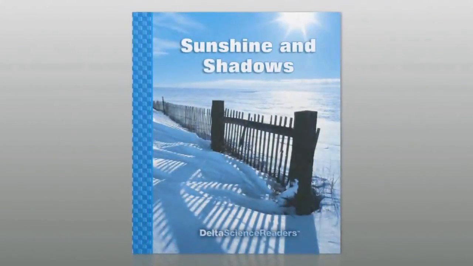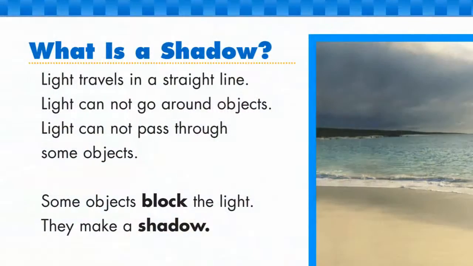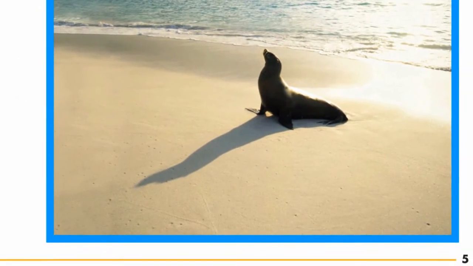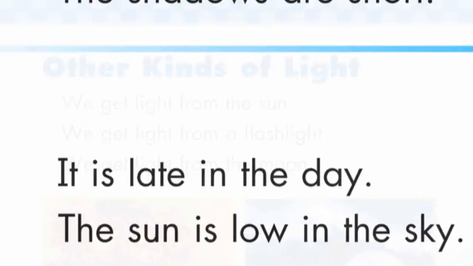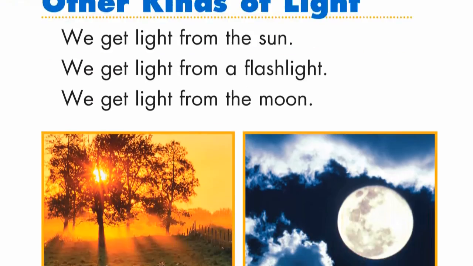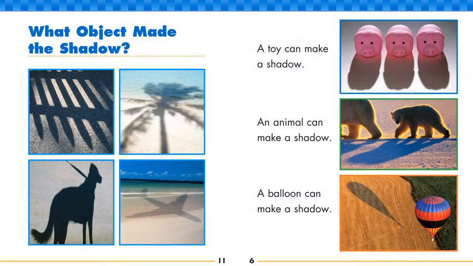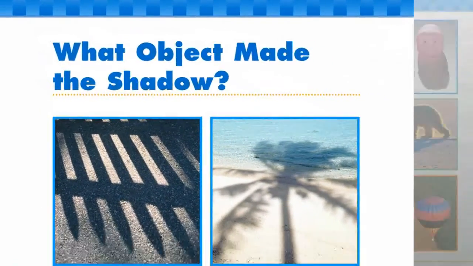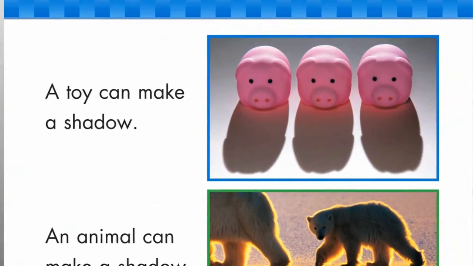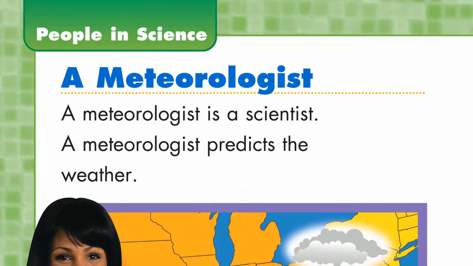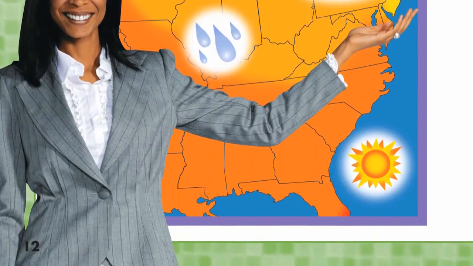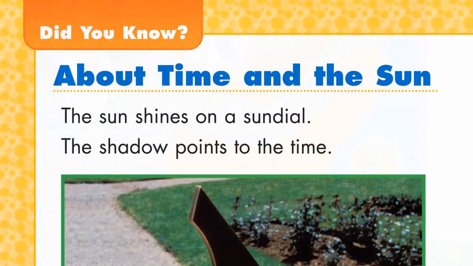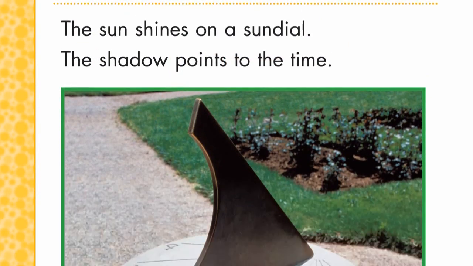In the Delta Science Reader, Sunshine and Shadows, students learn about how shadows are formed and why shadows change size and shape. They find out about different sources of light and identify the kinds of objects that block light to make a shadow. Students are also introduced to the job of a meteorologist, a scientist who studies and forecasts weather, sunny and otherwise. Finally, students learn how sundials use sunlight and shadows to tell the time.